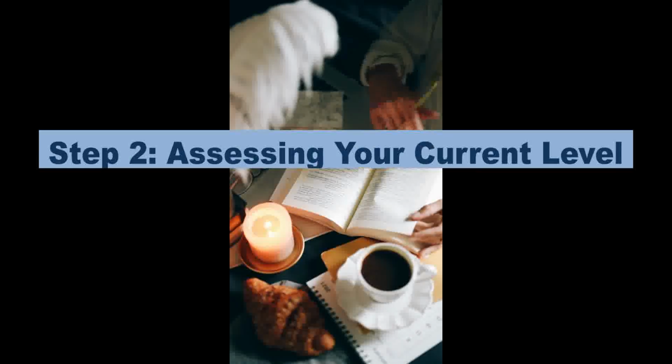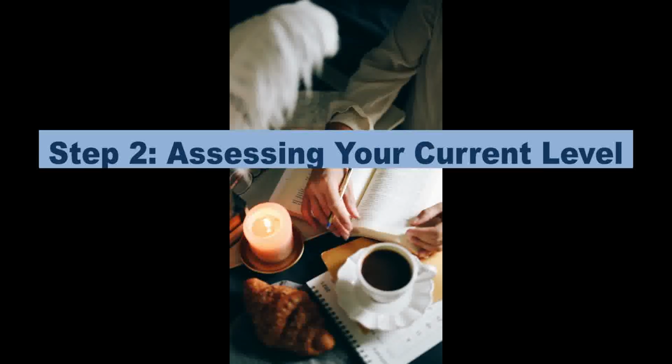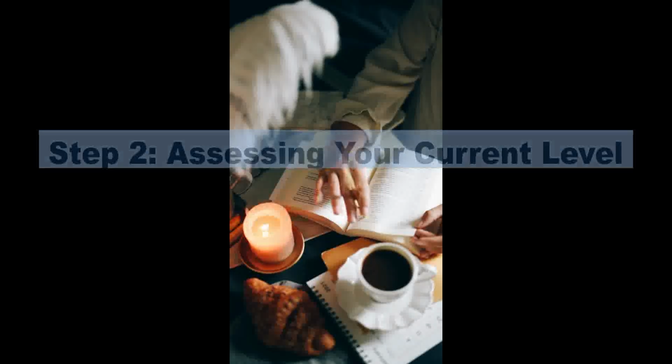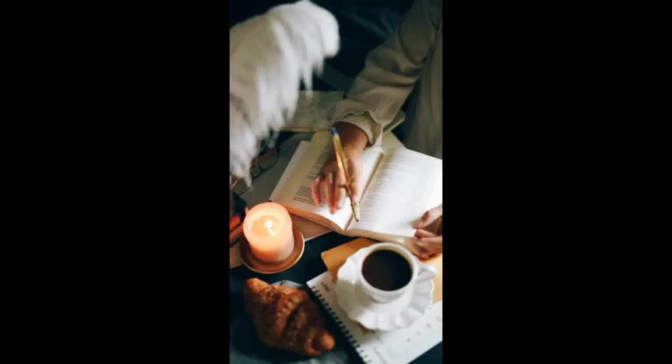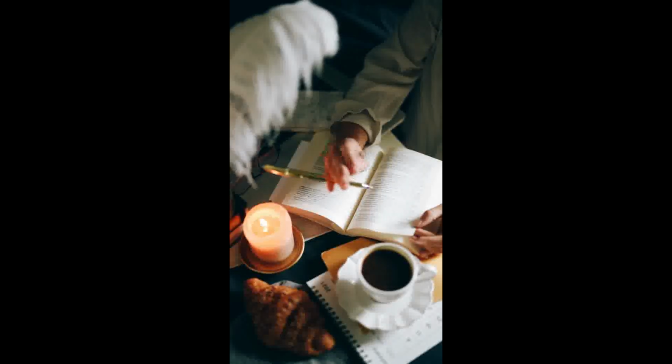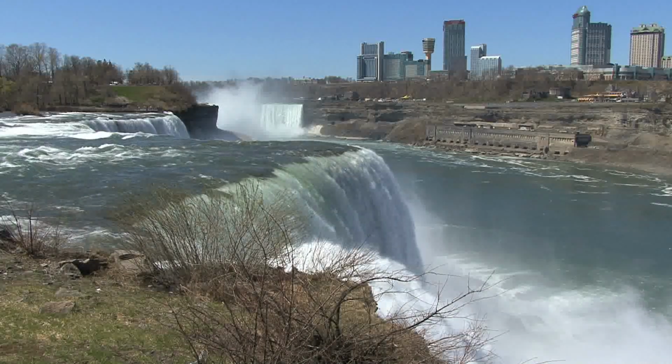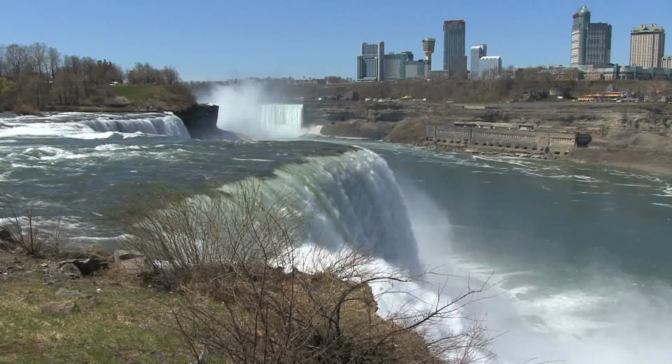Step 2. Assessing your current level before you start. It's essential to assess your current English proficiency level. This will help you identify your strengths and weaknesses. You can use online language assessment tools or consult language schools in St. John, NB, Canada, such as contact St. John Language Academy, address 123 Main Street.